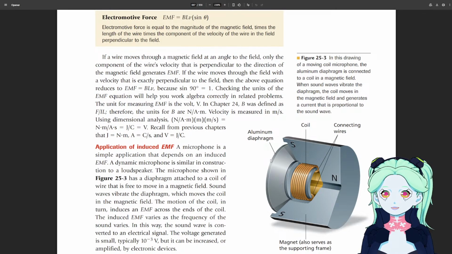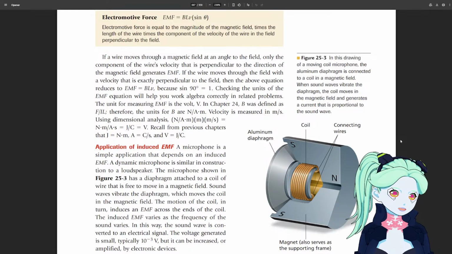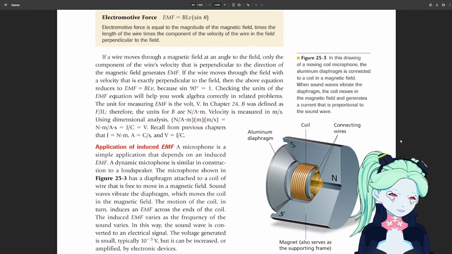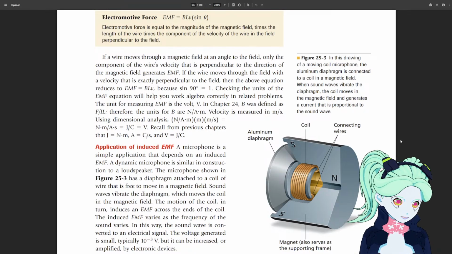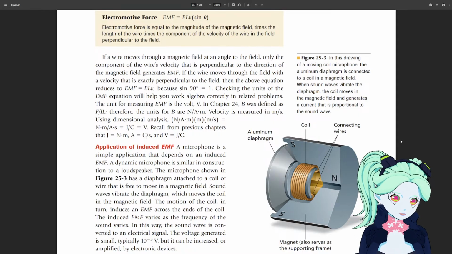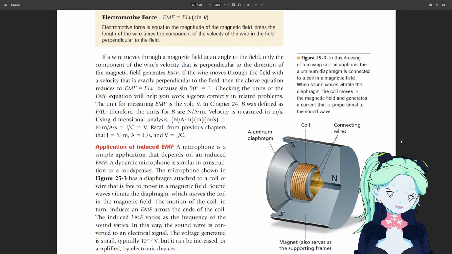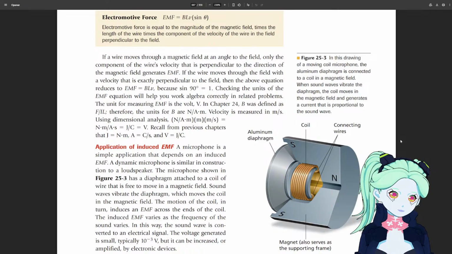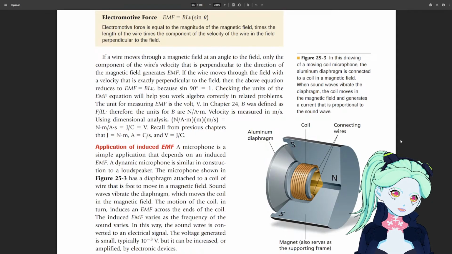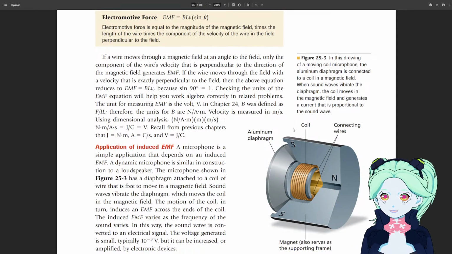The beautiful symmetry: these devices are almost mirror images. Generators spin coils, which turn mechanical energy into electrical energy. Microphones vibrate coils, which turn sound energy into electrical energy. Speakers: a coil pushed by current generates sound. A speaker is basically a microphone run backwards.